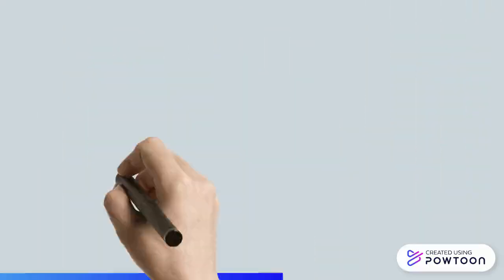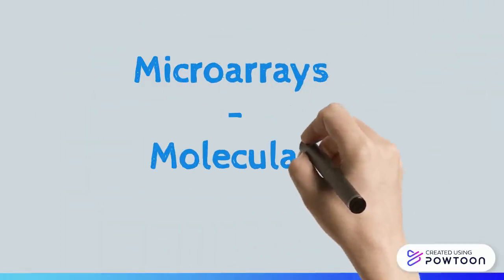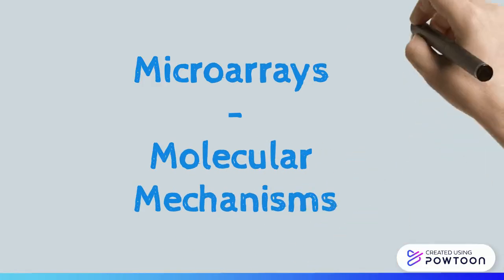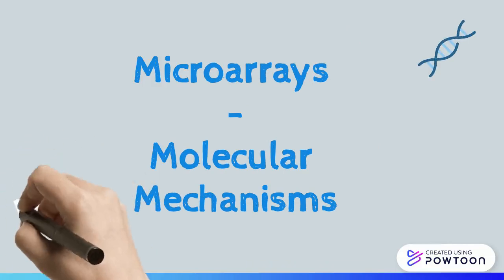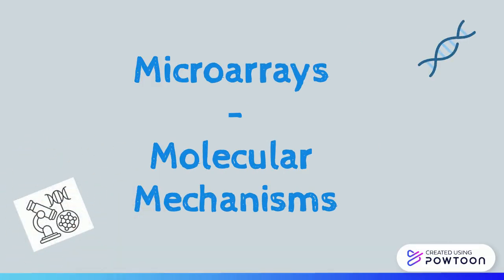Now, let's dive deeper into how microarrays work at the molecular level. This technology is used to measure gene expression across thousands of genes simultaneously. By comparing the gene activity in healthy individuals with those who have a condition like PCOS, we can identify which genes are behaving differently. The microarray process can be broken down into several steps.